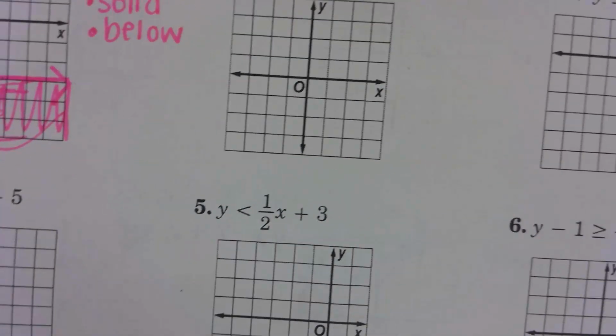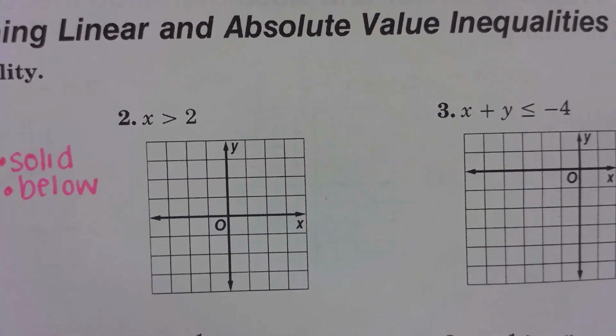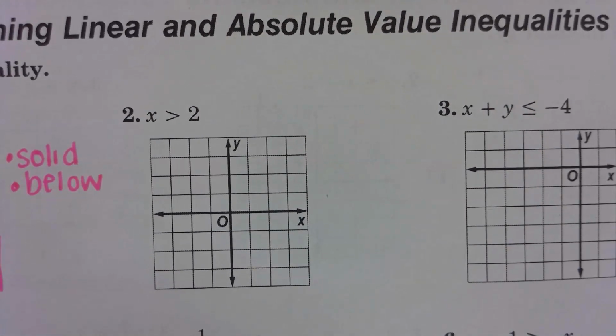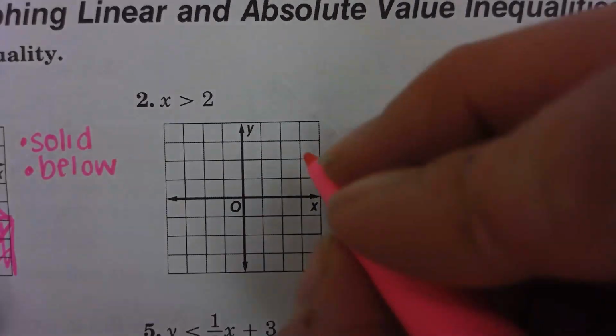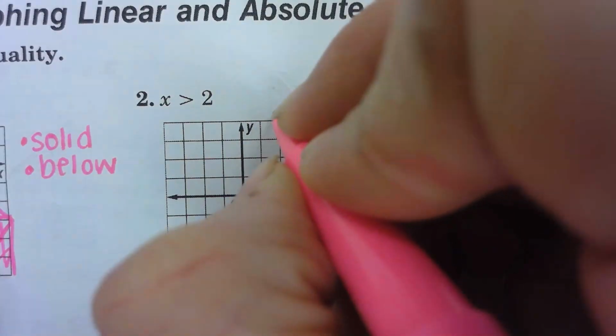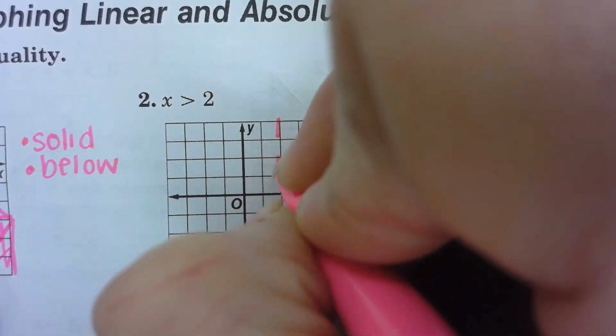Number 2. x is greater than 2. Is the line solid or dashed? Shade to the right or left? Right. Slope? Good. And then is 0, 0 a solution? Correct. It is not. Because 0 would not be greater than 2.